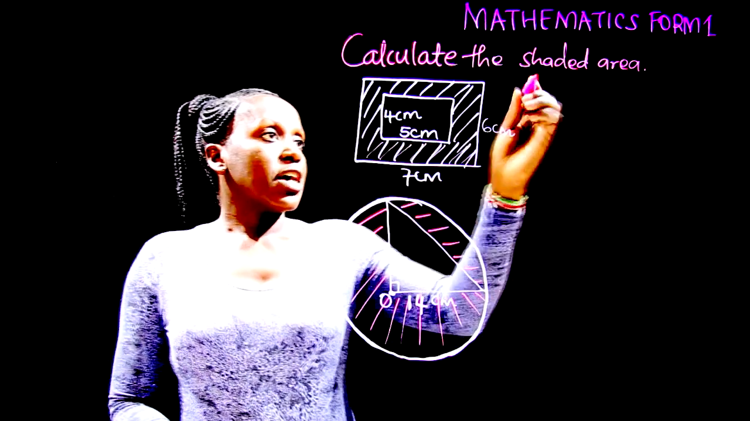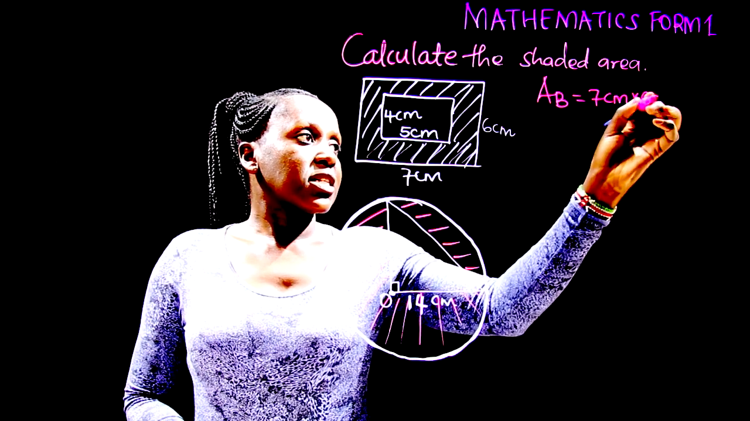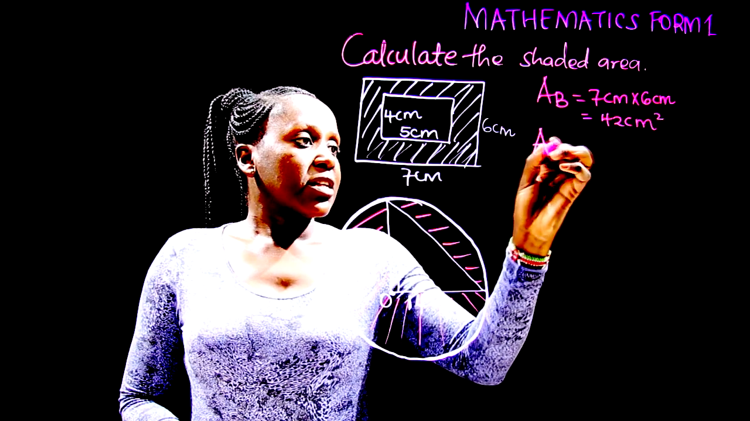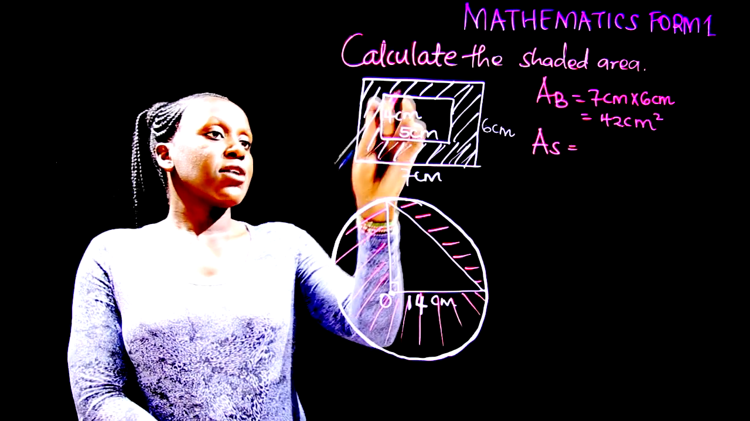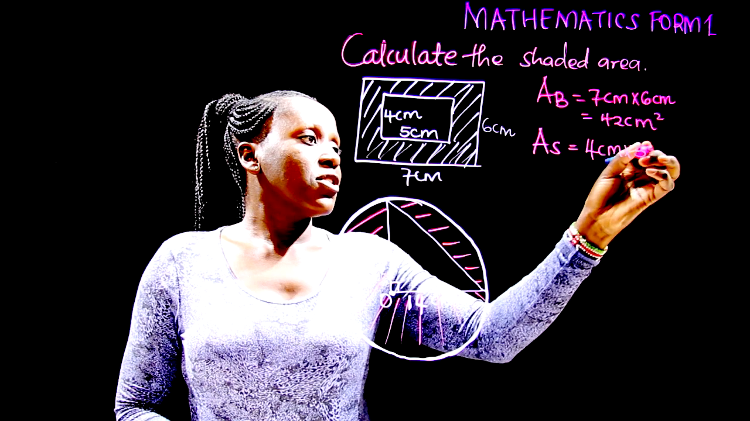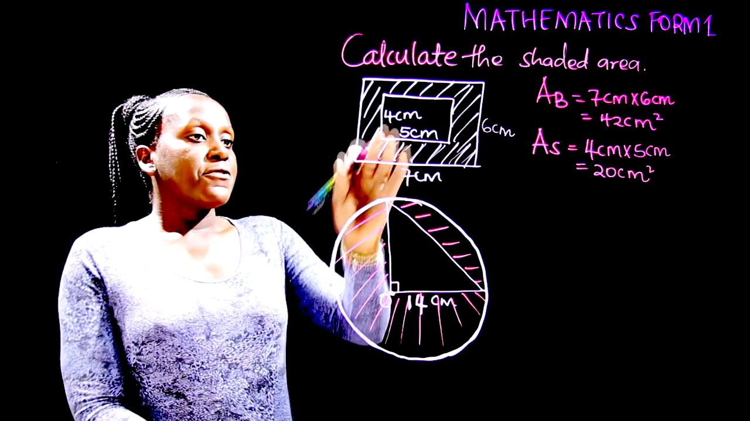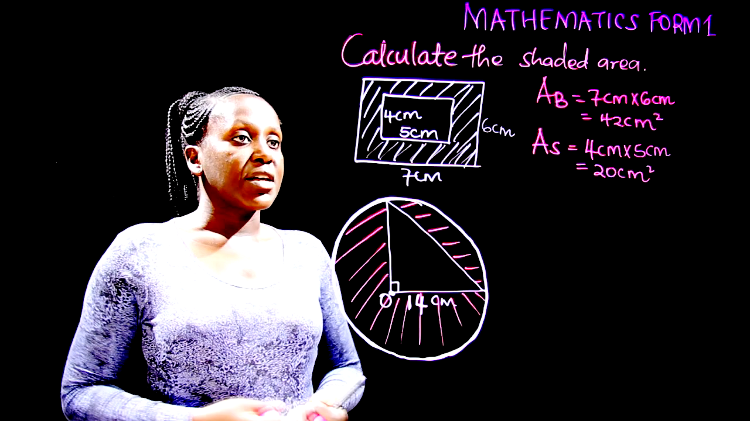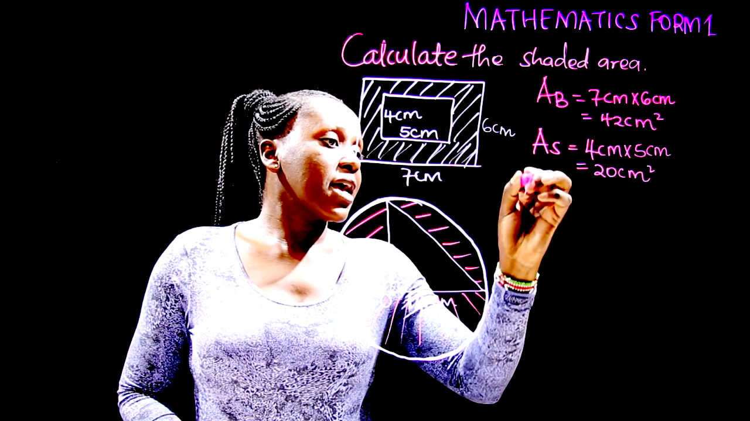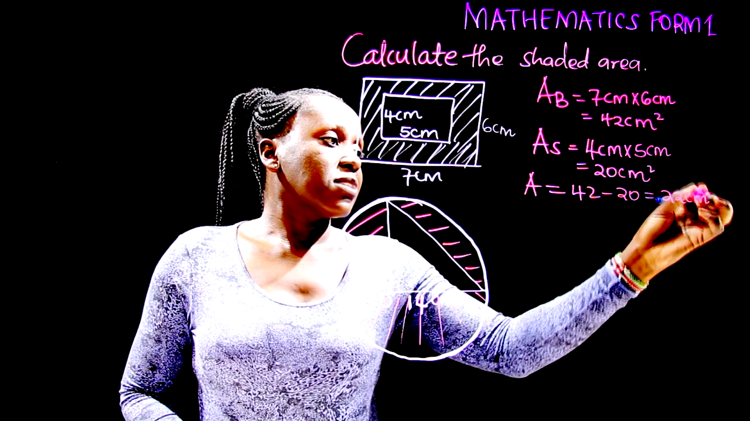So all we have to do is to determine the area of the big rectangle, which is 7 centimeters by 6 centimeters, which is equal to 42 centimeters squared. Then the area of the small rectangle will be 4 centimeters by 5 centimeters, which is equal to 20 centimeters squared. So now the difference between the areas of the two is the one that will give us the area of the shaded region. So our area will be equal to 42 minus 20, which is equal to 22 centimeters squared.